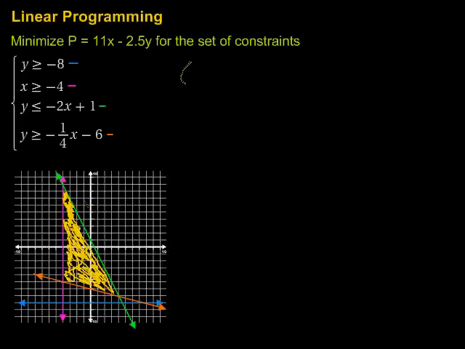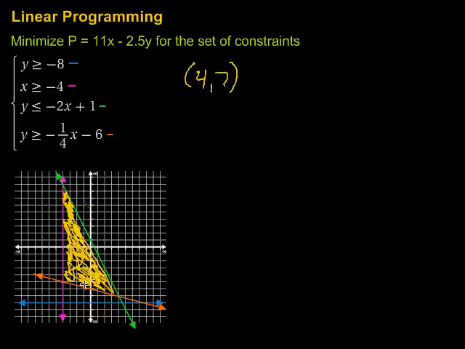Oops, let me switch something here. 4, 7. Oops. Just struggling. Holy smokes. Okay, here we go. 4, 7. That's our first point. My pen is not cooperating with me.